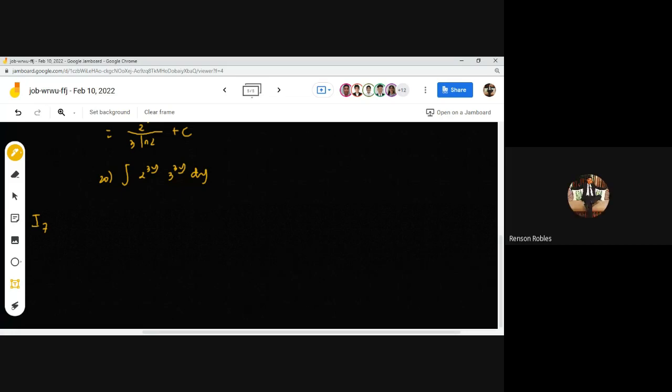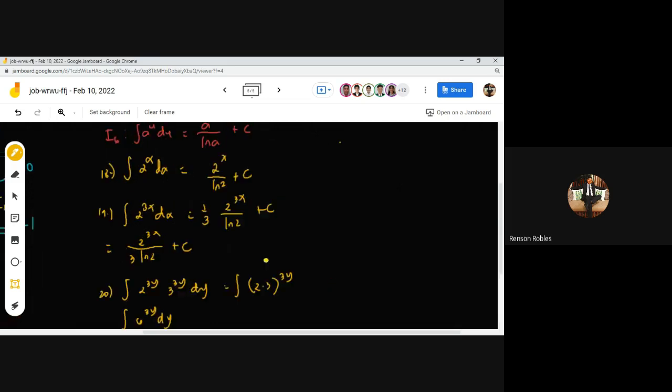When you try to look on the given, you have 2 raised to 3y, 3 raised to 3y. By applying the laws of exponent, the rule a b raised to x, so this is a raised to x, b raised to x. So you just multiply this 2 and 3. You shall have 6. You can write it of the form integral of 2 times 3 raised to 3y. So you have integral of 6 raised to 3y dy.